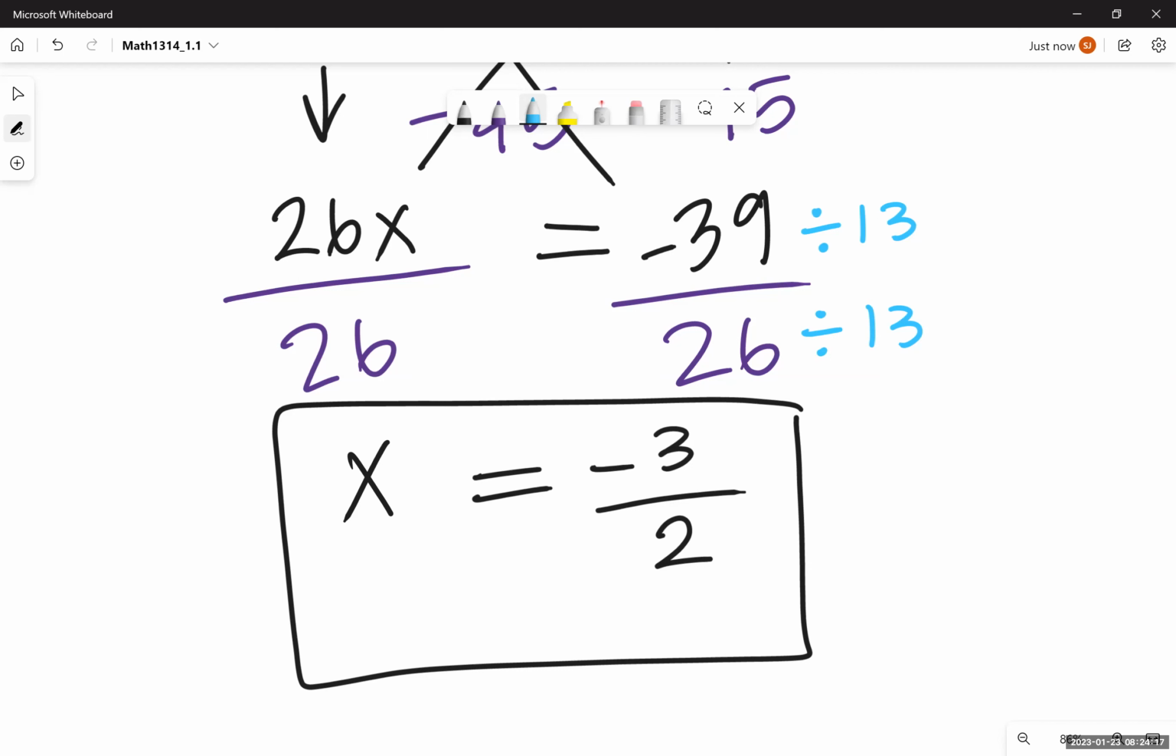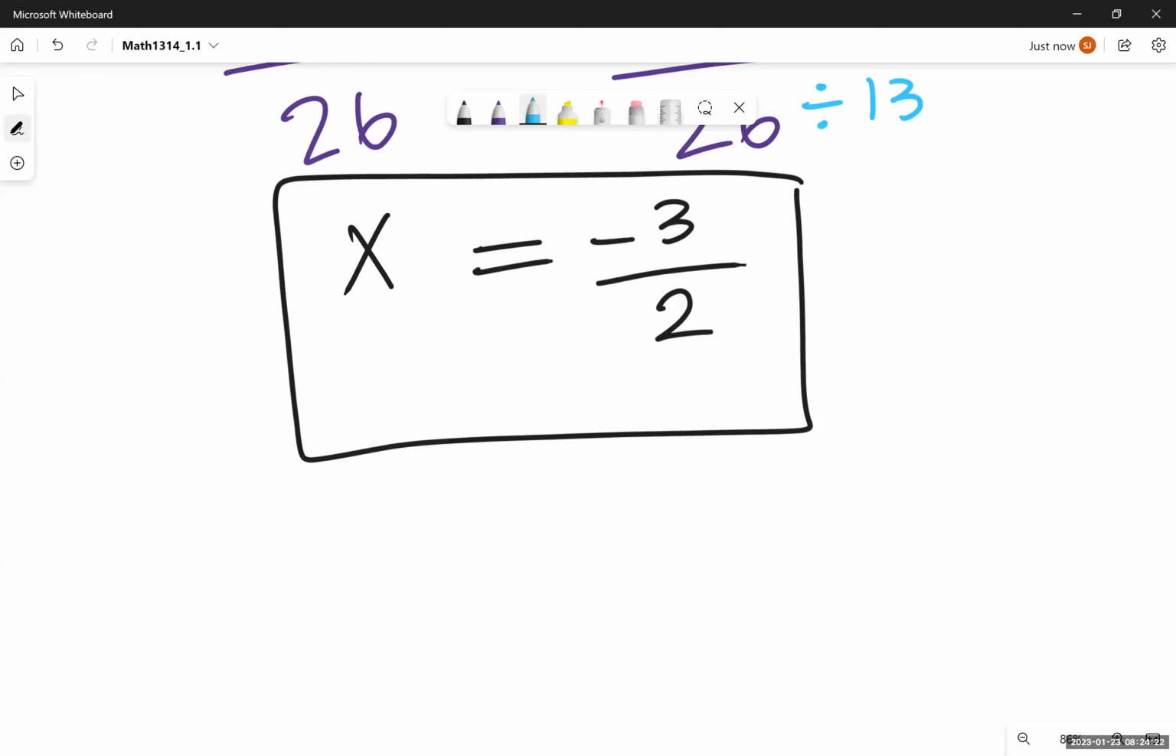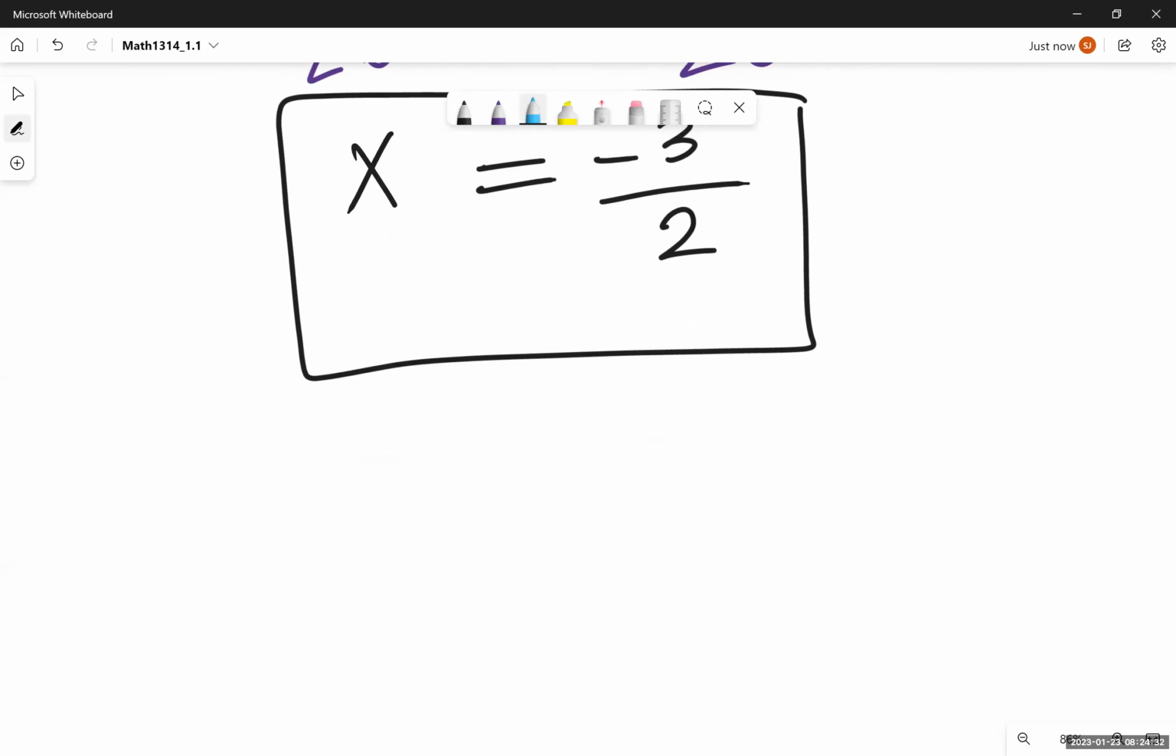Types of equations. I'll let y'all write whatever you need to.